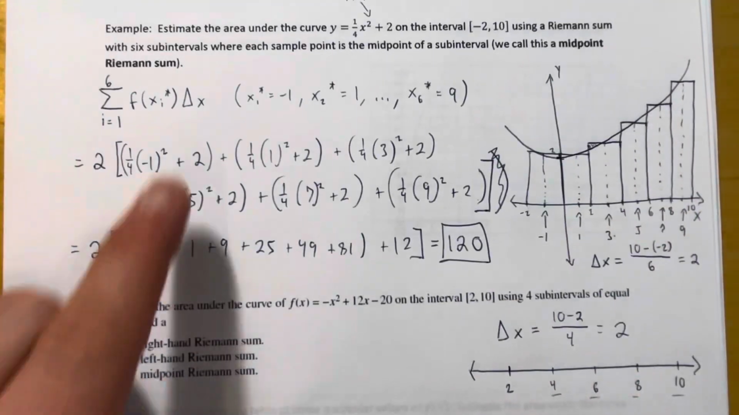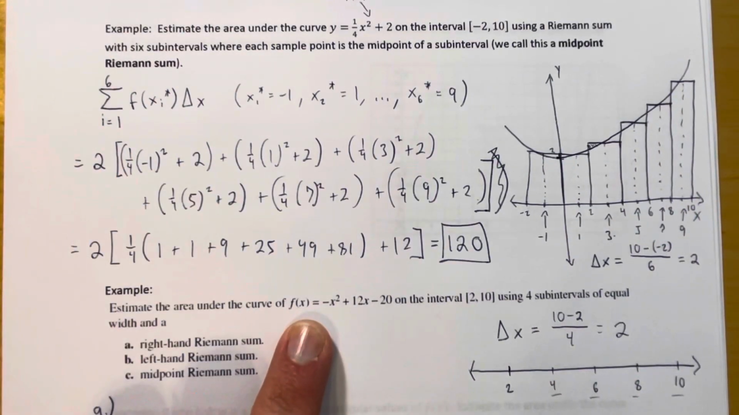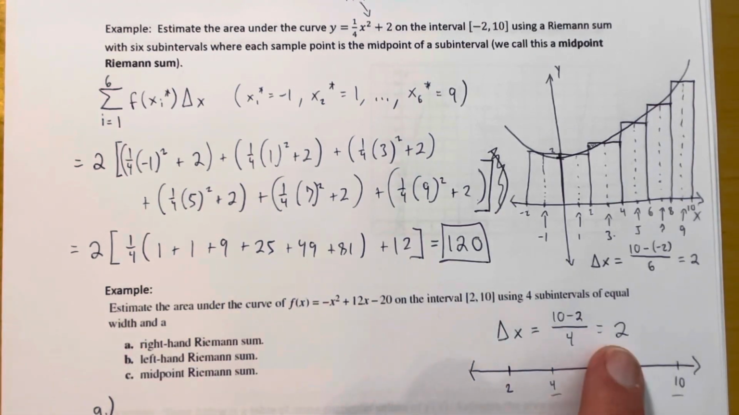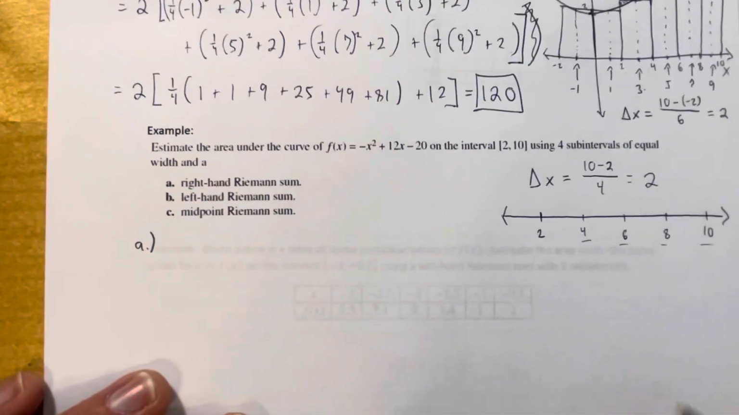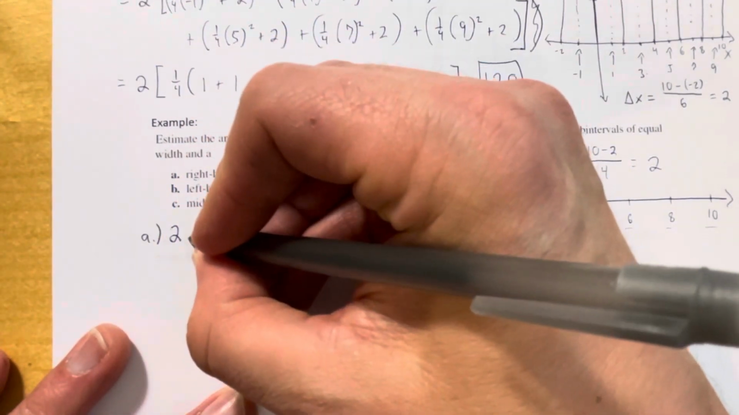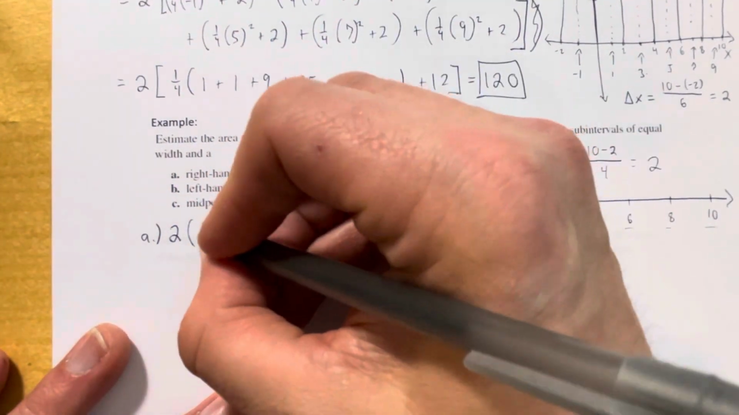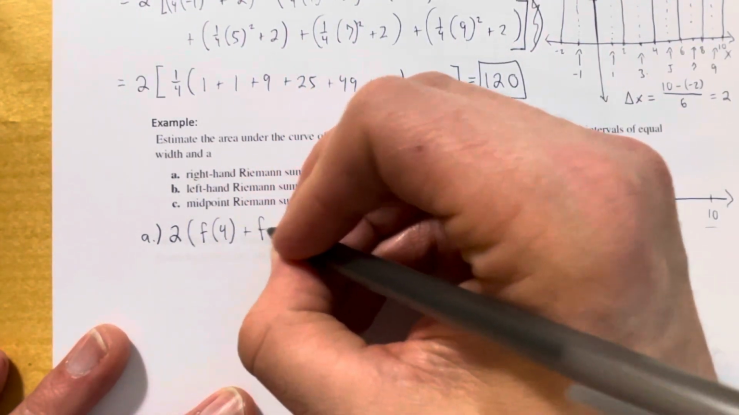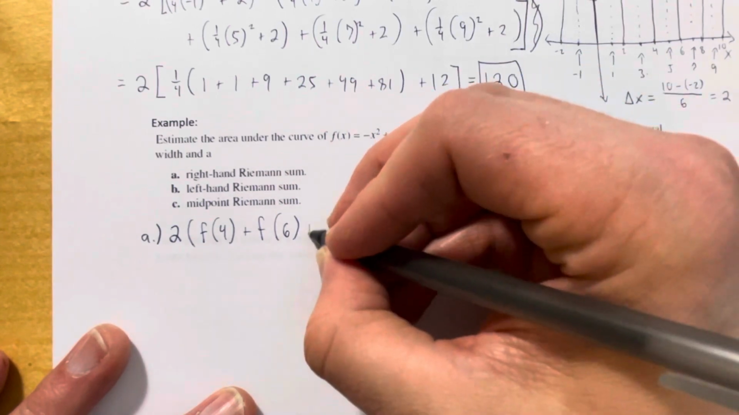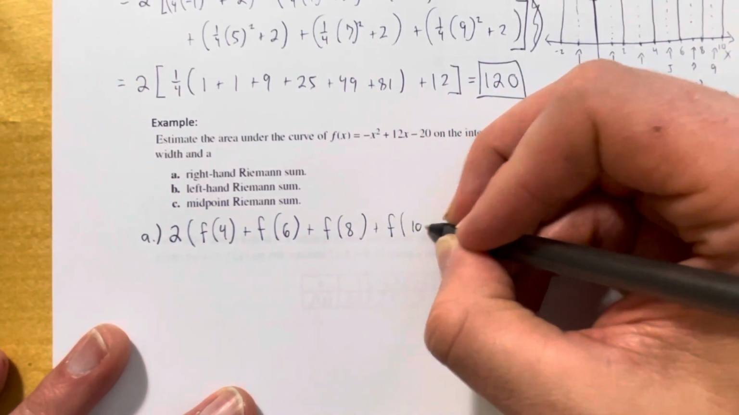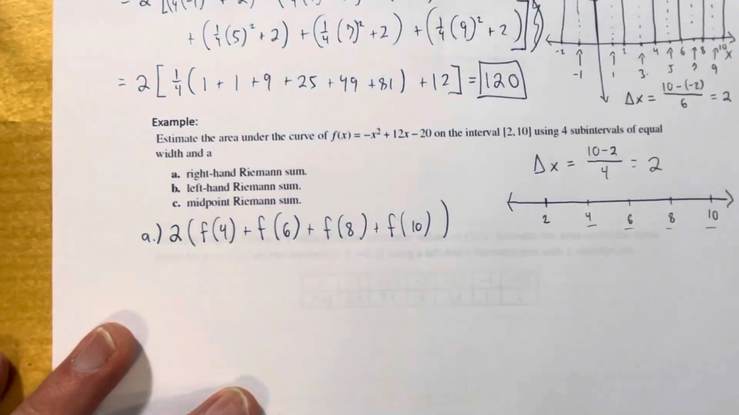So as we saw in the previous example, each one of these, f of 4, f of 6, f of 8, f of 10, I would be multiplying by delta x, which is 2. But because that 2 is going to appear in every term, we can preemptively factor it out. So 2 times f of 4 plus f of 6 plus f of 8 plus f of 10, right?